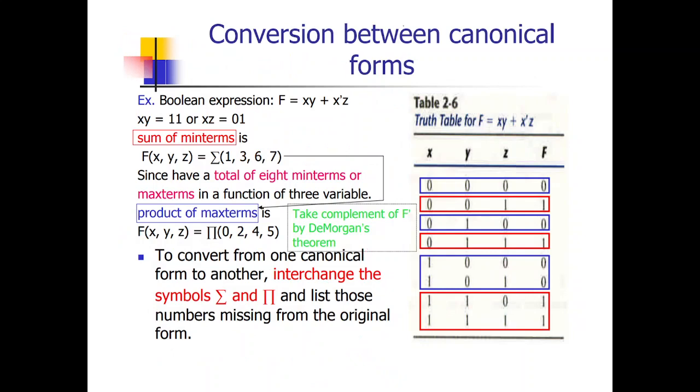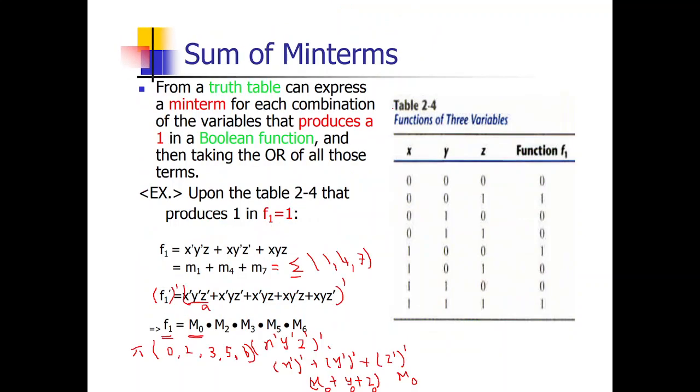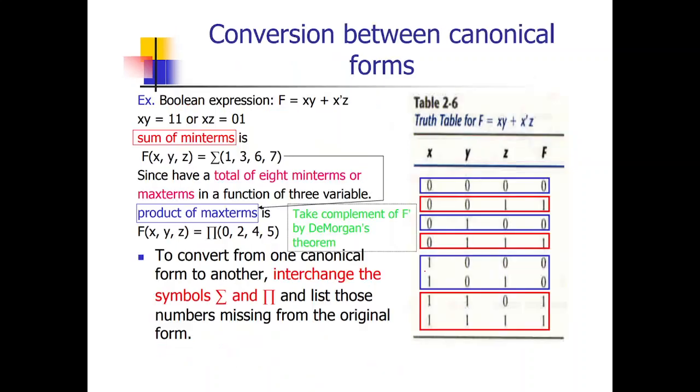So next, conversion between canonical forms. Here a truth table is given. From the truth table we have found the sum of min terms and product of max terms directly. So next is how to convert from one form to another, that is, how to convert from one canonical form to another canonical form.